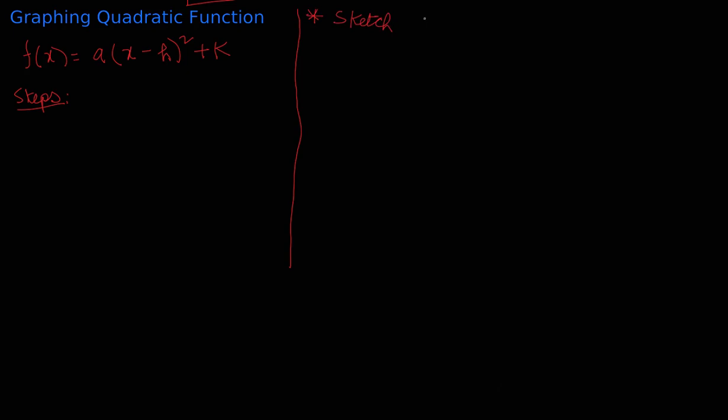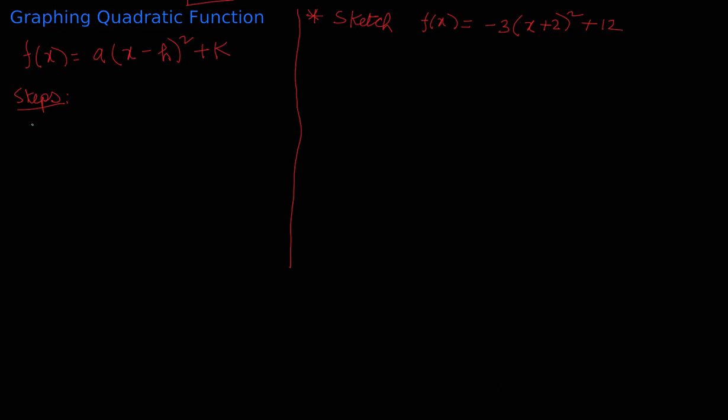the function f(x) = -3(x + 2)^2 + 12. So this is the function given. We need to sketch it. Okay, so let us go step by step.